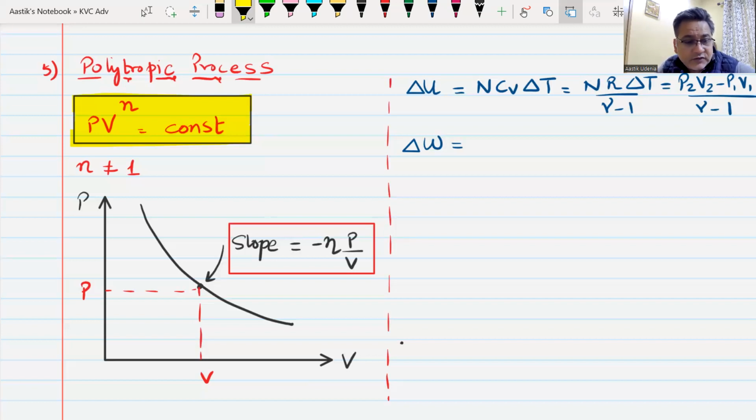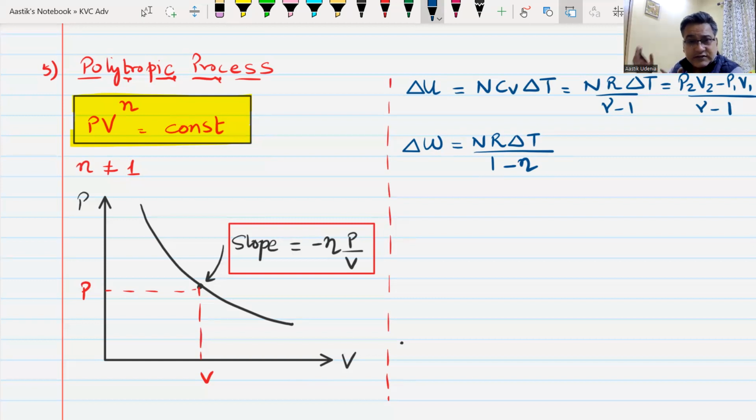I again ask you the same question. What was work done in an adiabatic process? And the answer to this simple question is, sir, work done in an adiabatic process was nR delta T upon 1 minus gamma. Here it becomes eta. nR delta T upon 1 minus gamma. That was the work done in adiabatic process.